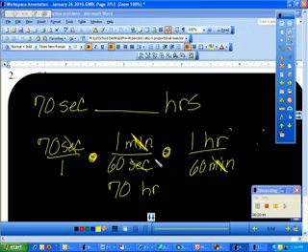So don't forget about those hours. 60 times 60 is 3,600. Then for the grand finale, you're going to need to divide. After you've multiplied everything straight across the top and you've multiplied everything straight across the bottom, you're going to have to divide. So 70 divided by 3,600 is going to give you what? 0.01. We'll just round it to 0.01 hours. So 70 seconds is a very teeny tiny fraction of an hour.